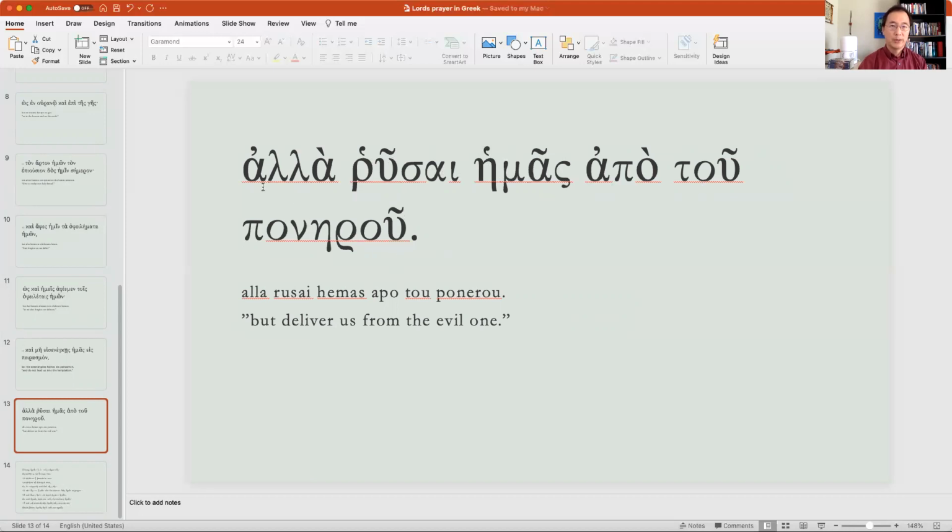Poneru, three syllables. Okay, so repeat after me. Alla rhysai hēmas apo tu poneru. So all together. Alla rhysai hēmas apo tu poneru. One more time. What this means? Alla is a conjunction, but. Rhysai, deliver. Hēmas, us. Apo, from. Tu, of the poneru, the evil one. So, but deliver us from the evil one. This is the last part of the Lord's Prayer.